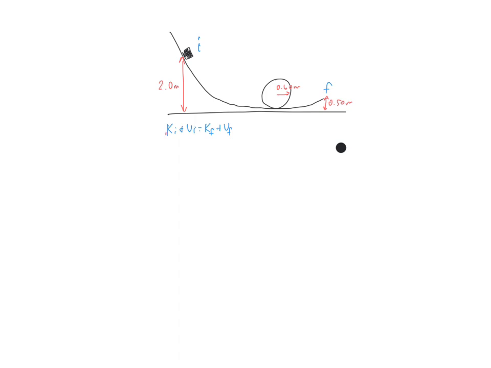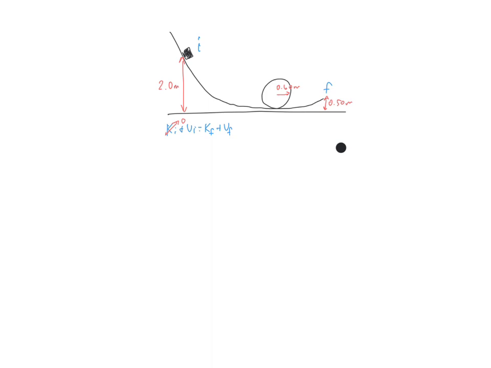Initially, it has no kinetic energy since it's released from rest. It does have gravitational energy because it has height. It has final kinetic energy at this point because that's the speed we're trying to solve for, and it also has final gravitational energy because it's at a certain height above the bottom of the track. So plug in the formulas, solve for v, and you'll get about 5.5 meters per second.